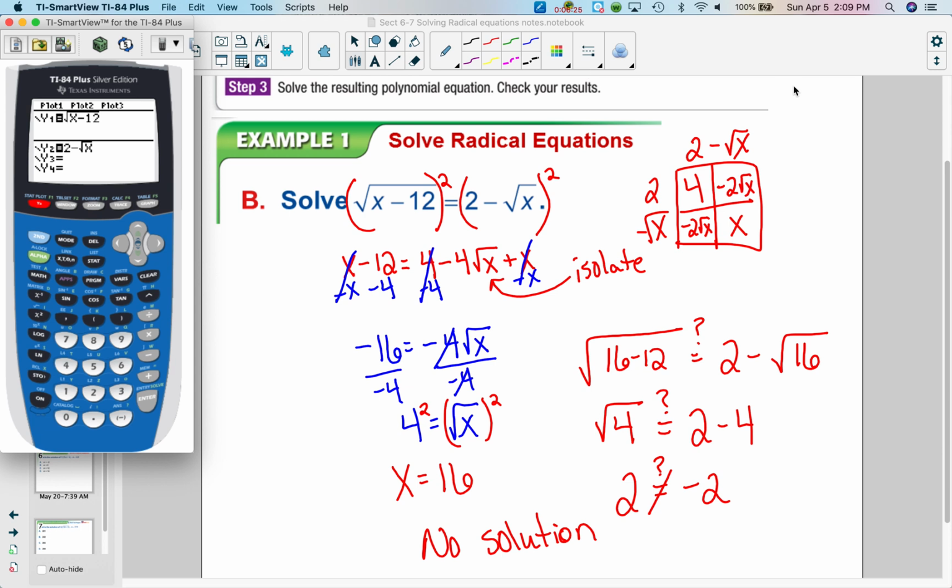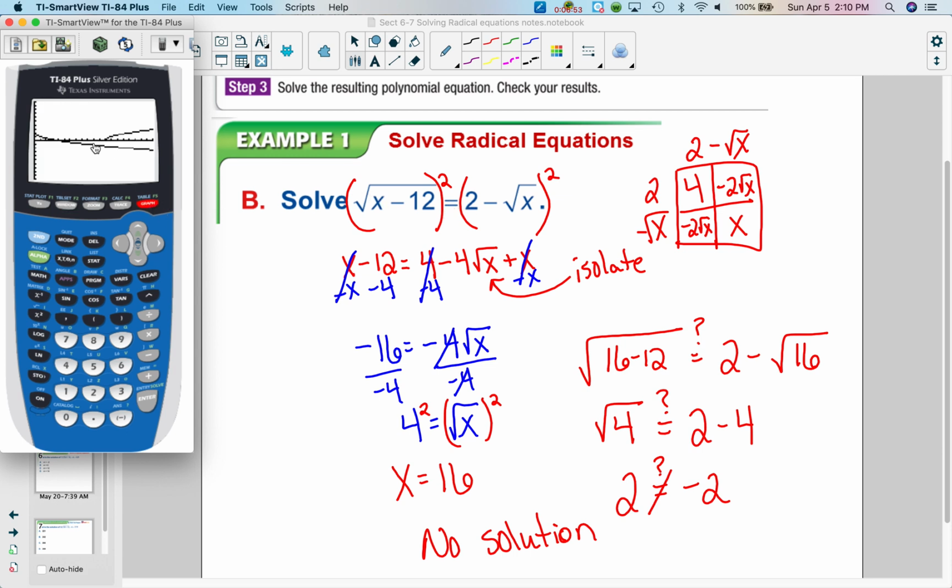I want to show you something else with the calculator to kind of demonstrate this idea of no solution. In y1, I graphed the left-hand side, the square root of x minus 12. And in y2, I graphed the right-hand side, which was 2 minus the square root of x. Now, because this would be the parent graph shifted 12 to the right, I messed with the window a little bit. I changed my x min to 0 and my x max to 20. I left my y min and y max negative 10 to 10, and I hit graph.